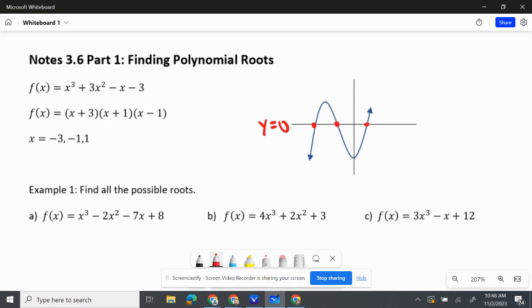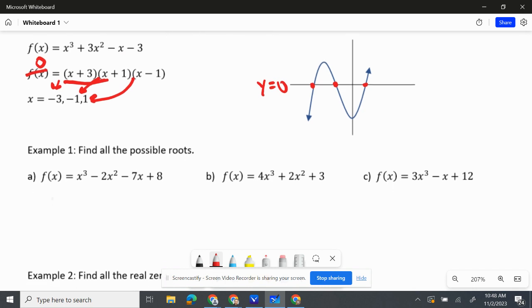So we're going to take our function and factor it, either using synthetic division or factor by grouping. We're going to set the equation equal to 0, and then we're going to find each of our zeros. And so that's our process that we're going to look at right now.